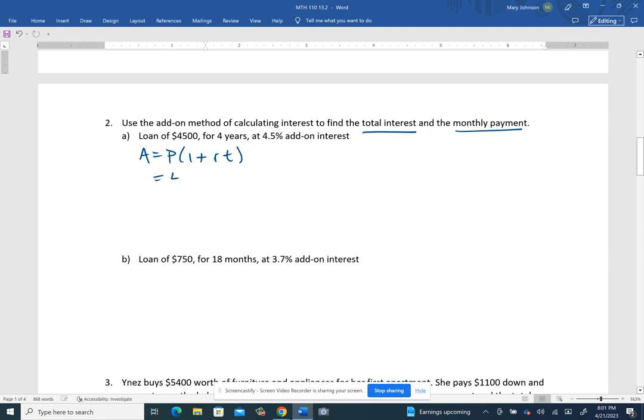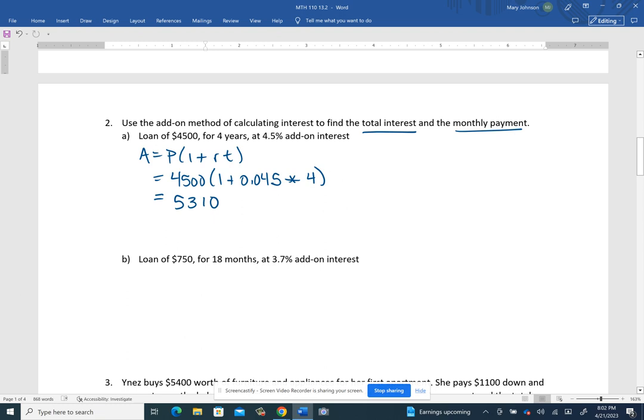We could plug in the 4,500, the 1 plus the 0.045, that's the interest rate, times the 4 years, and figure that out. When we type that in and work it out, we wind up getting $5,310. So that would be the total amount that includes both the $4,500 and the interest we would have to pay for having borrowed that money.